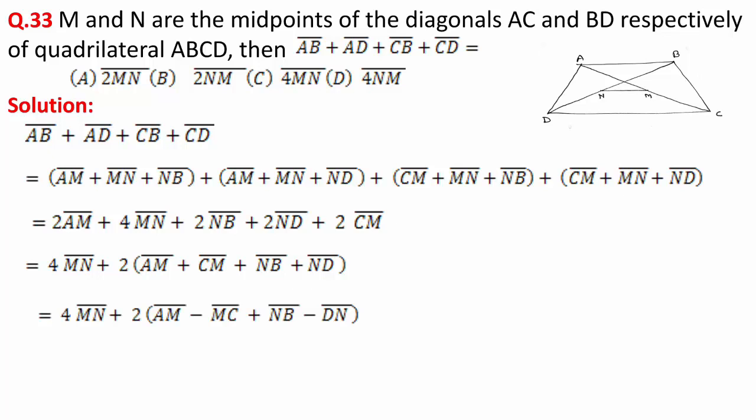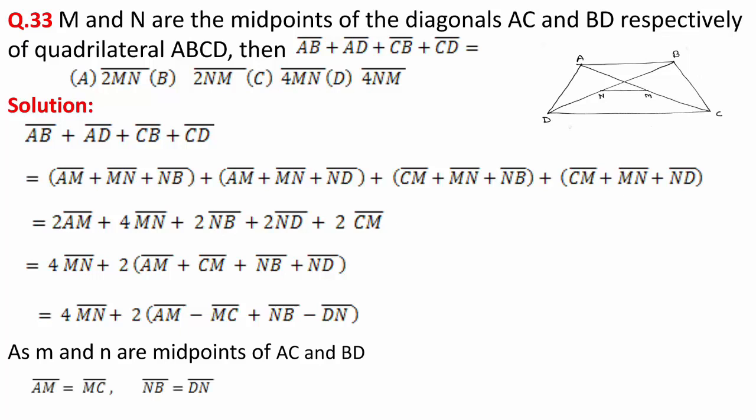That is nothing but 4MN plus 2 times AM minus MC plus NB minus DN. As M and N are midpoints of AC and BD, we have AM equal to MC, NB equal to DN, and hence the right bracket becomes 0, and hence AB bar plus AD bar plus CB bar plus CD bar is equal to 4MN bar, and hence correct option is C.